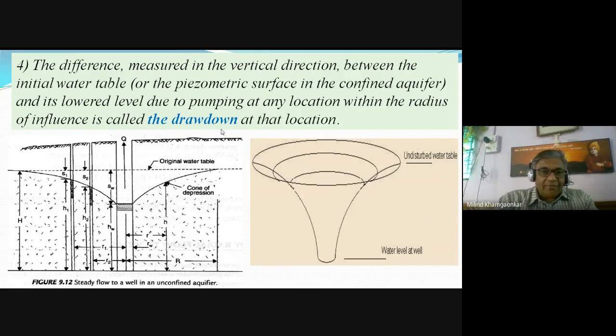But again, what is important is that it is within the radius of influence. We have understood what the radius of influence is. It is the outermost part of the cone of depression.